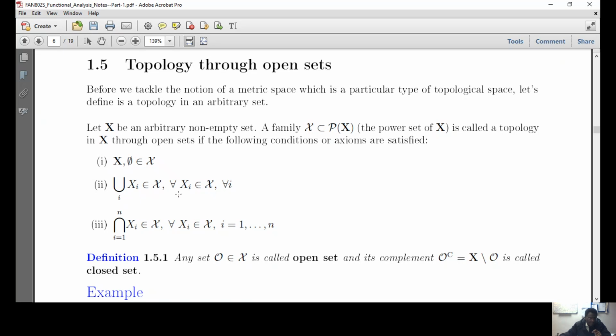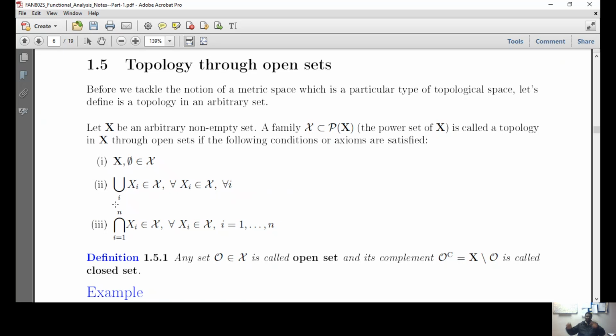This looks like the second condition or the third condition for the sigma algebra, but for the sigma algebra, remember that we need a countable union, but here it's an arbitrary union. It might be countable or not countable. It's an arbitrary union. So you have the arbitrary union and finite intersection for the third condition.